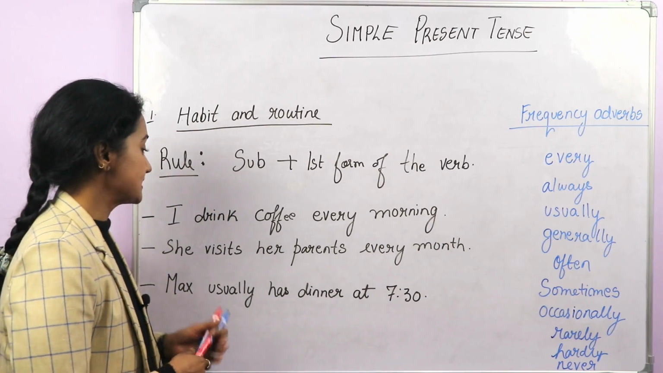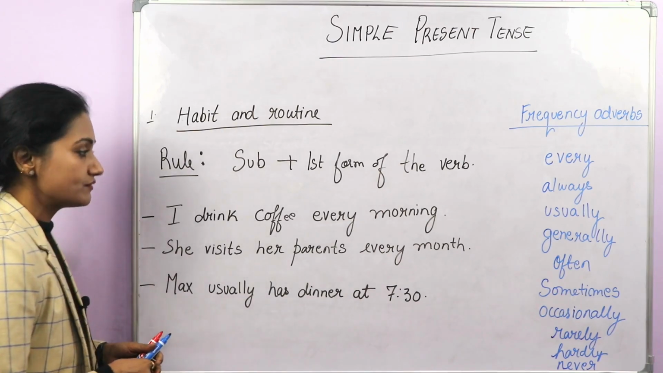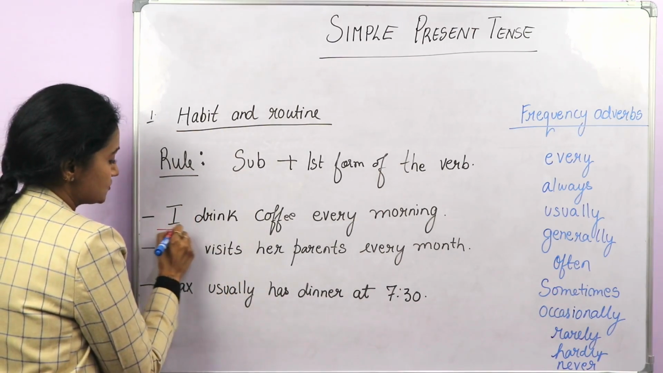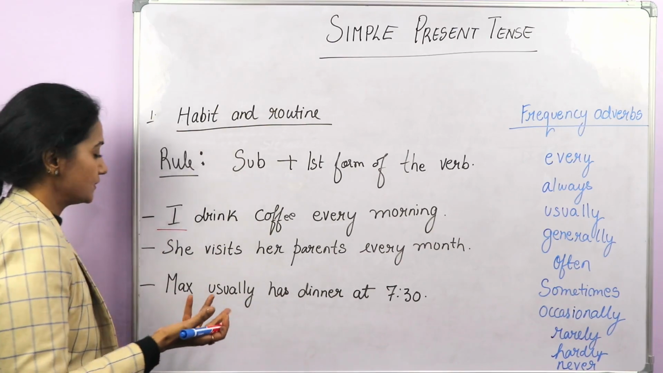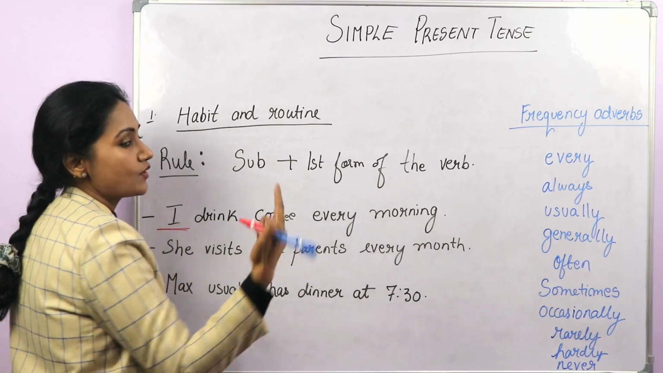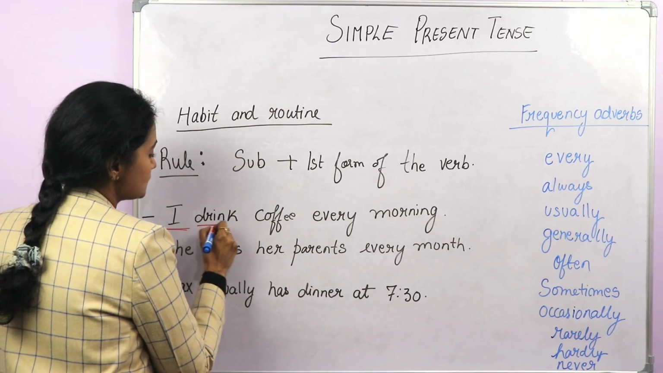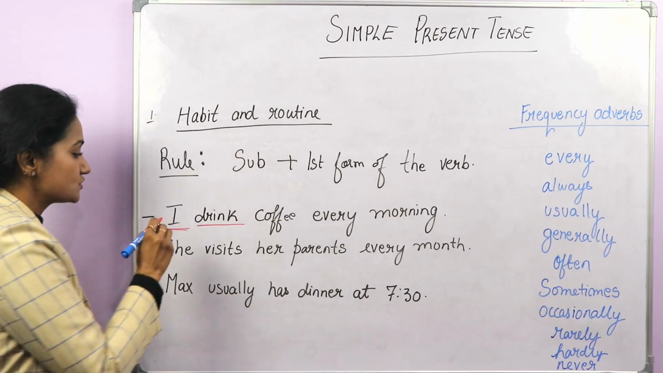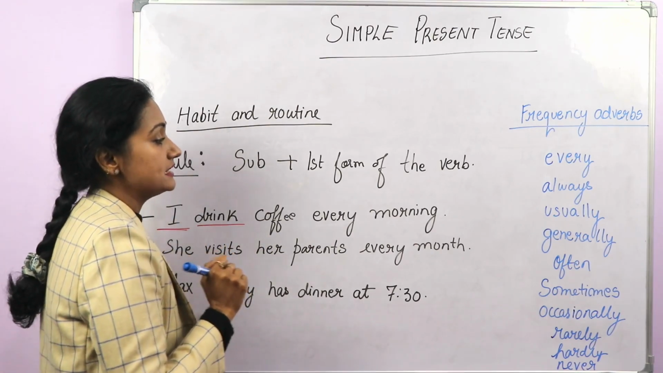Now let's see some examples. I drink coffee every morning. Okay, so first is subject. Subject also we have done. First is subject and second is first form of the verb. So here the verb is drink and first form of verb is drink only. So I drink coffee every day.